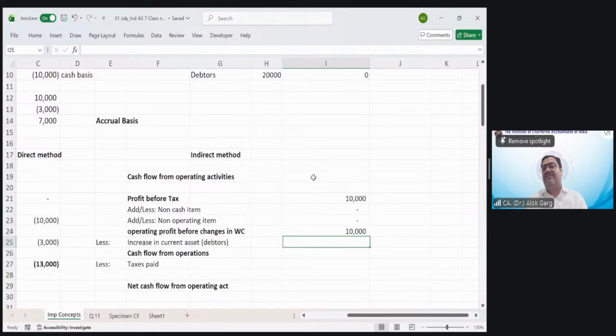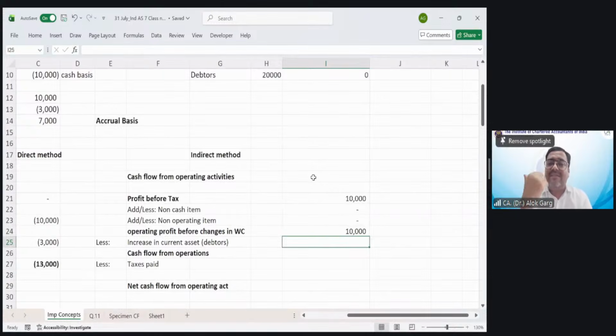Increase in current assets, right? Now, operating profit before changes in working capital, I have to do the adjustment of working capital: increase in current asset, decrease in current asset, increase in current liability, decrease in current liability. I have to do the adjustment for that.